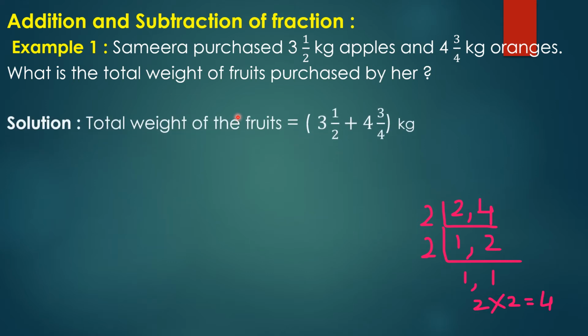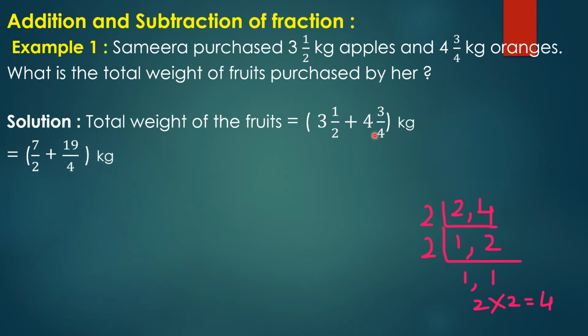Then let us see how to solve this one. Total weight of the fruits equals 3 1 by 2 plus 4 3 by 4, and the unit of measure is kg, which is applicable for both, so I am using it as a common unit. Now can we do the addition of these two fractions? Here, what type of fraction is it? It is a mixed fraction. 3 1 by 2 plus 4 3 by 4. These two are mixed fractions.